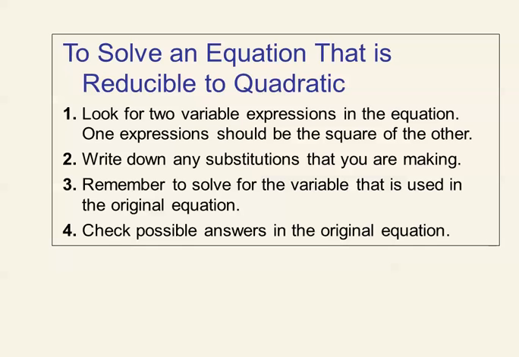Okay, so the basic idea here is that we're going to look at the variable expressions in the equations and make sure that one expression is the square of the other. You can only use this if one variable expression is the square of the other. And then write down your substitution, solve that way, and then go back and solve for the variable that you substituted for. And check all the possible answers in the original equation. Some may not work.